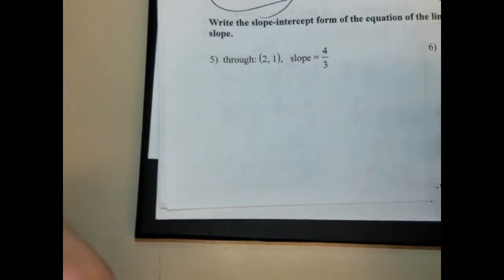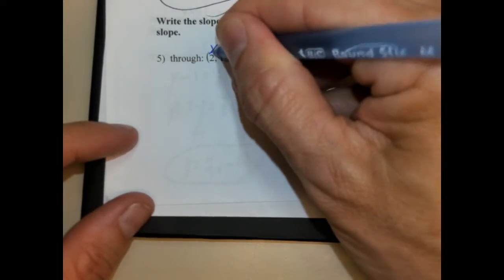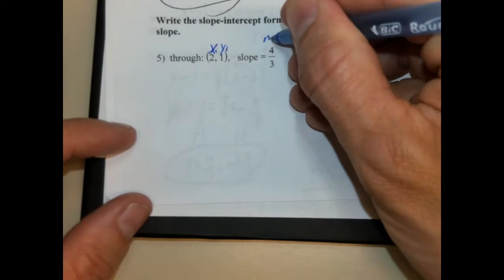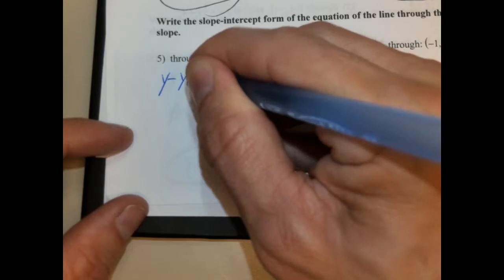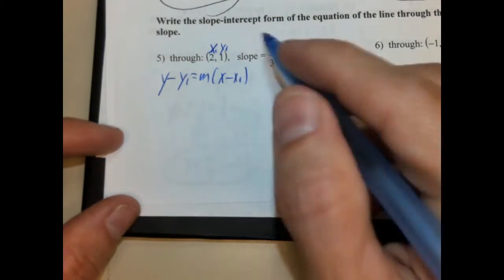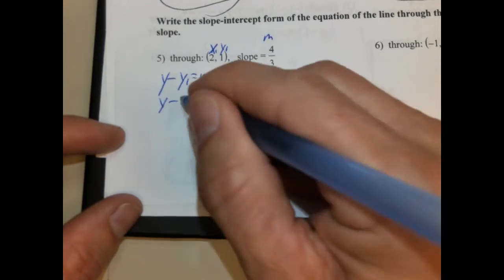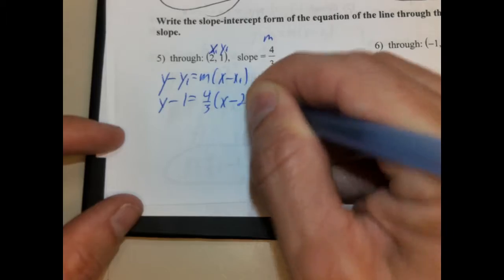There we go. So we're going to use point slope here. So we have our x1 and our y1, and we have our m. So y minus y1 equals m parentheses x minus x1. So we're going to plug in our points. So y minus 1 equals 4/3 parentheses x minus 2.